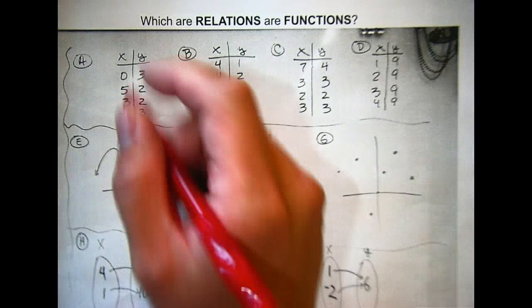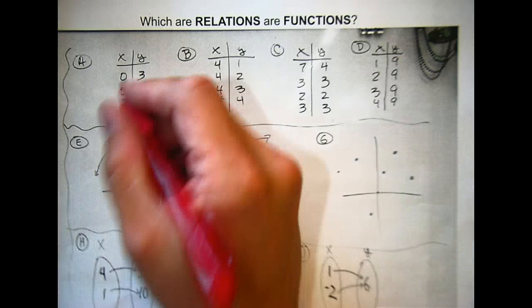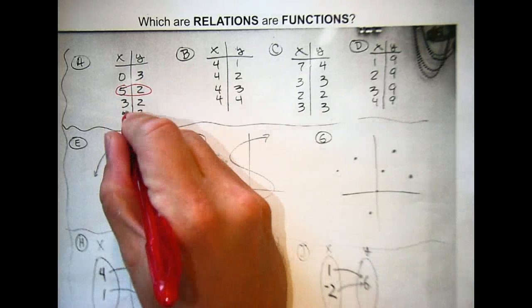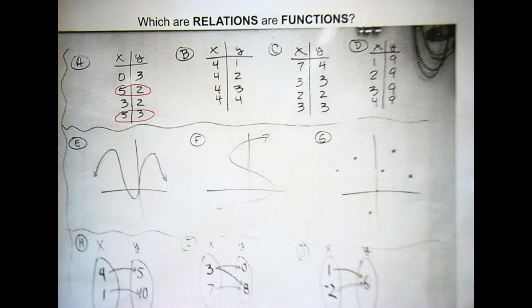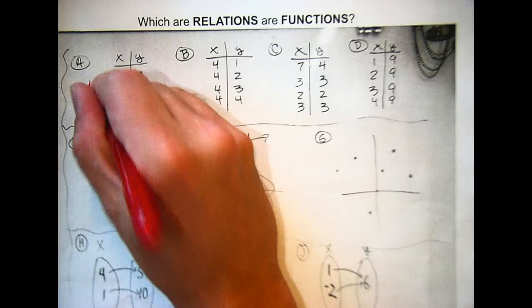So everyone says no on letter A. Why is letter A not a function? Volunteer. Kaylin: Because there's two of the same x values. Yeah, those two right there, right? Now be careful. Just because there's the same x values doesn't mean it's necessarily not a function. They have to go to different y's. But this is no. Okay, letter B.